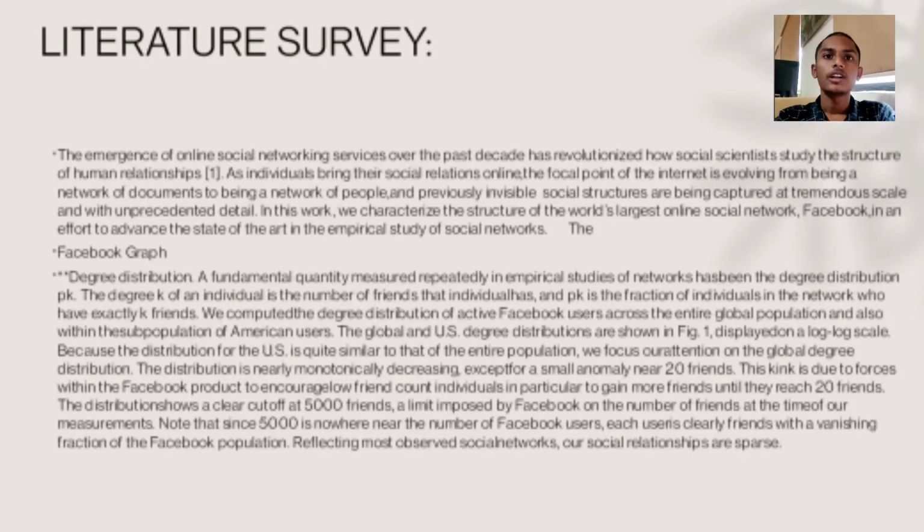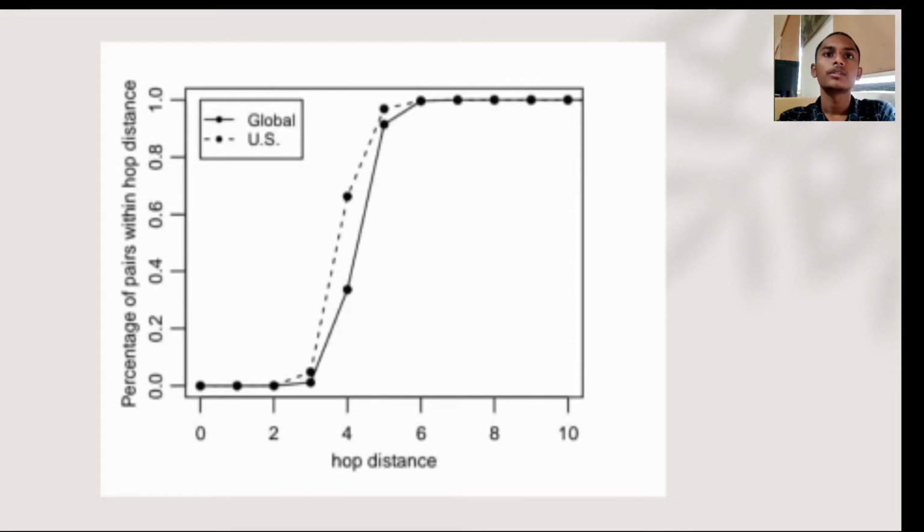And this is the graph of the percentage of pairs within hop distance, and this shows the hop distance of friends in the global and USA populations.